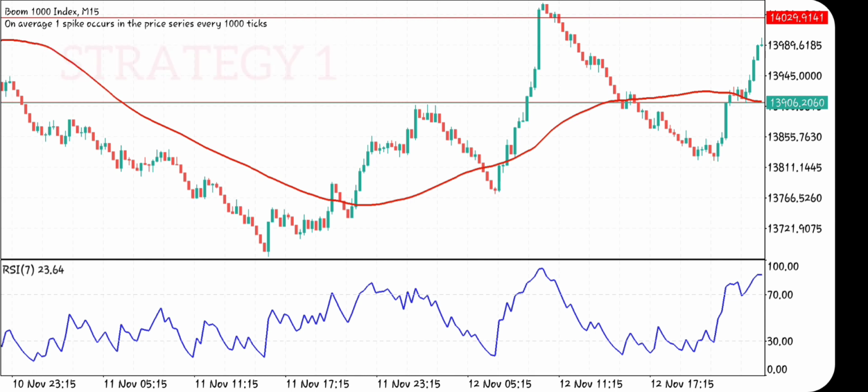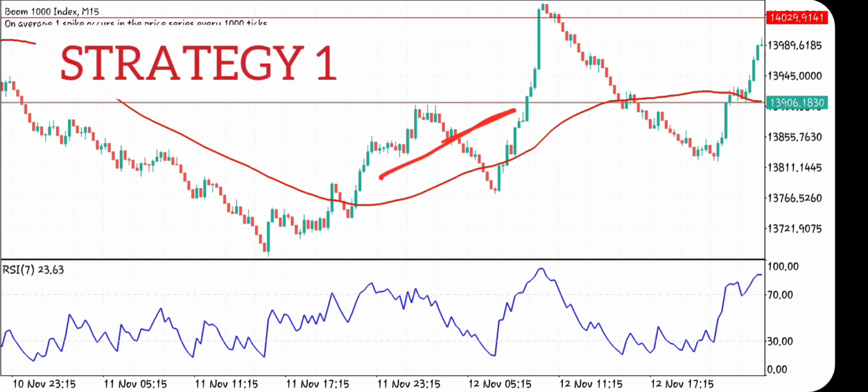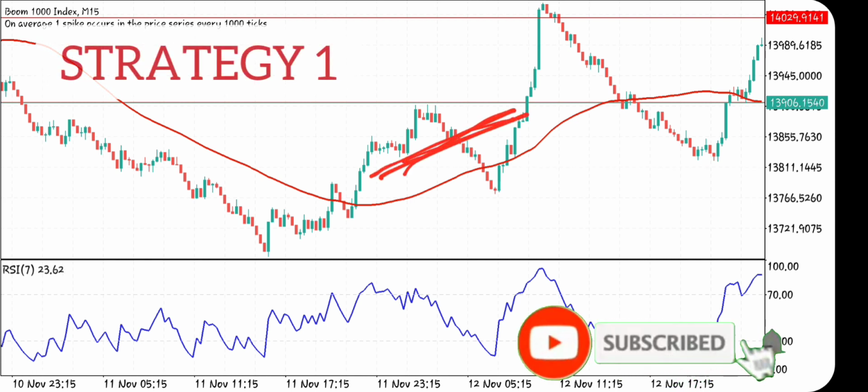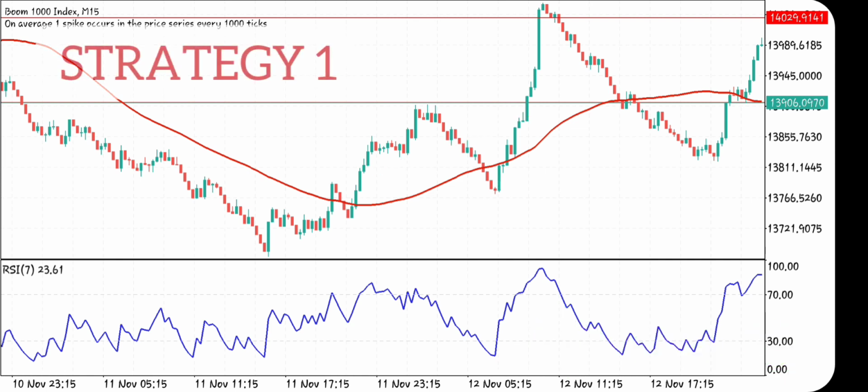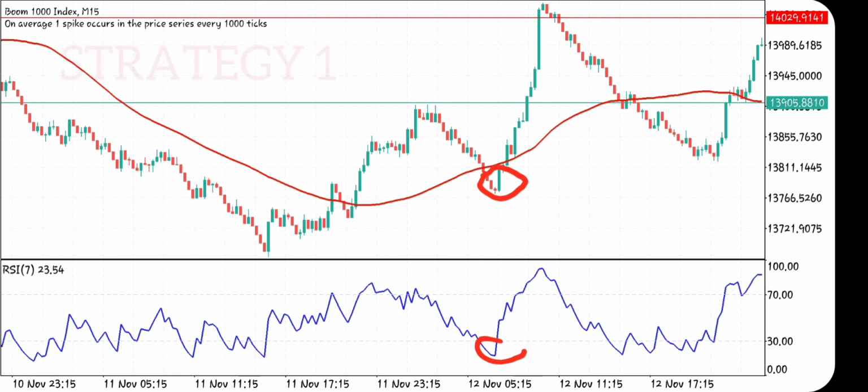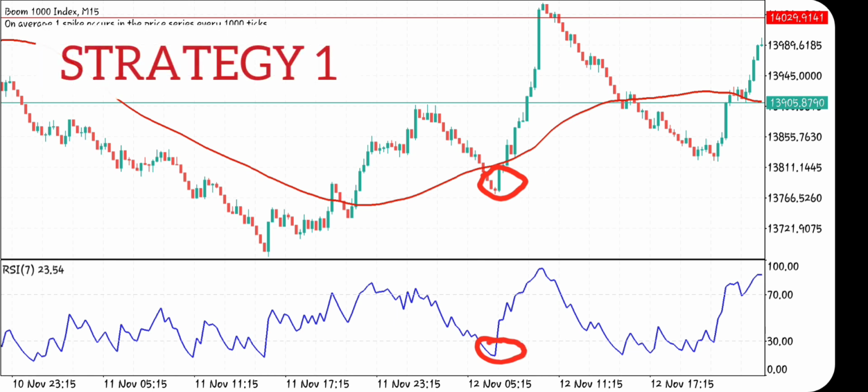Can we see this? Price is above our moving average, though it broke a little bit downward. But we can still say it went straight up above the moving average again. And look at our RSI. It came even so low below our oversold line. Can we see that?